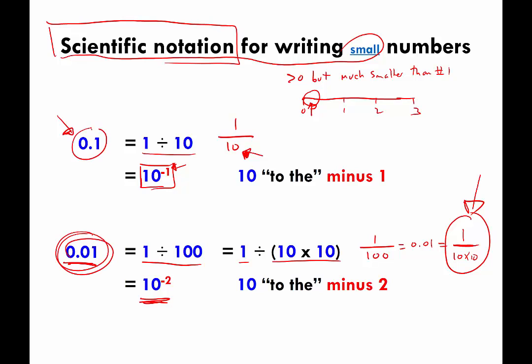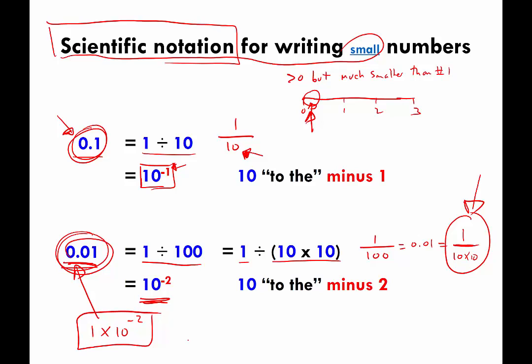0.01 and 0.1, they're both tiny numbers. They fall in this area of the number line. And instead of writing 0.1 and 0.01, if I wanted to write them in scientific notation, if I wanted to write 0.01 in scientific notation, I would write it as 1 times 10 to the negative 2 power.